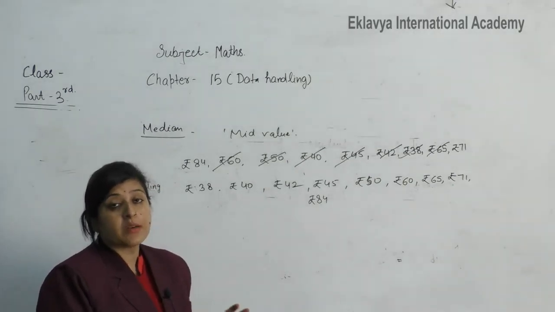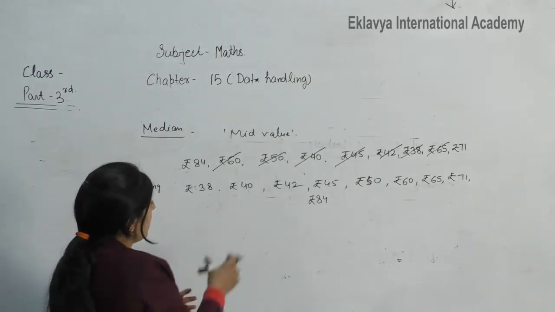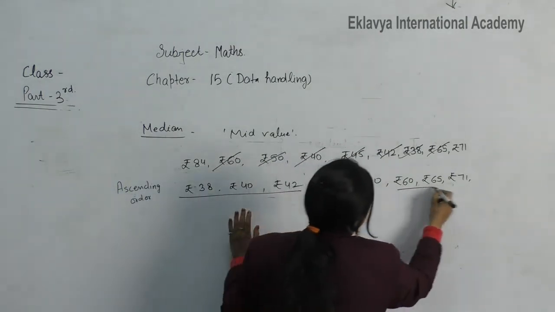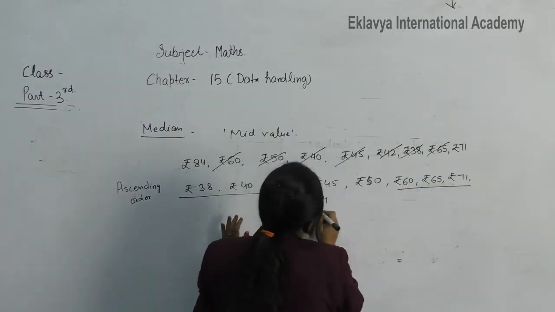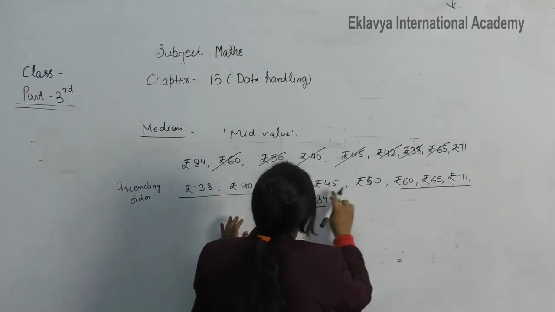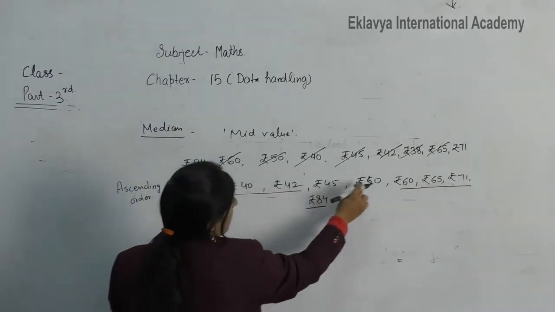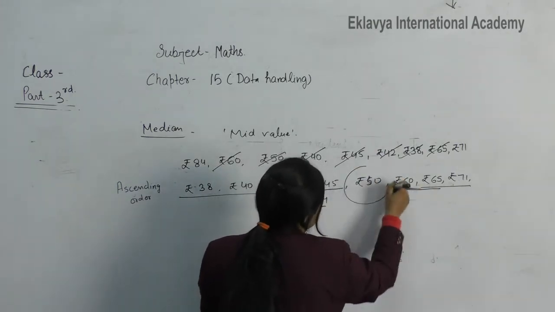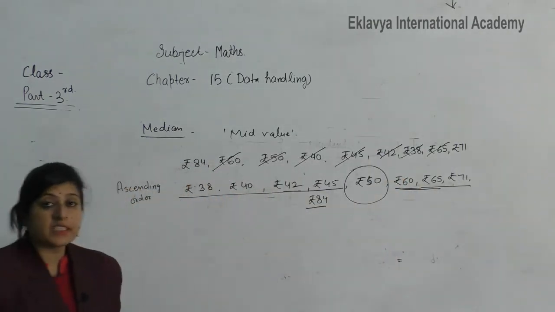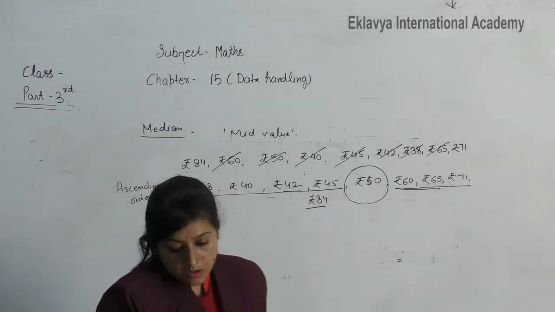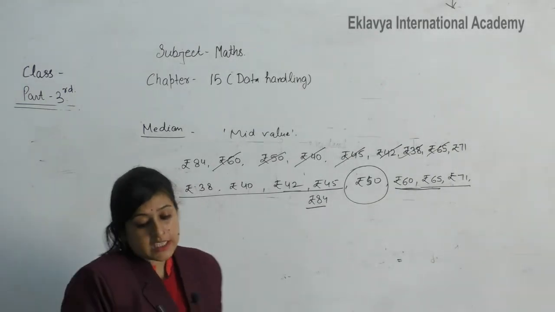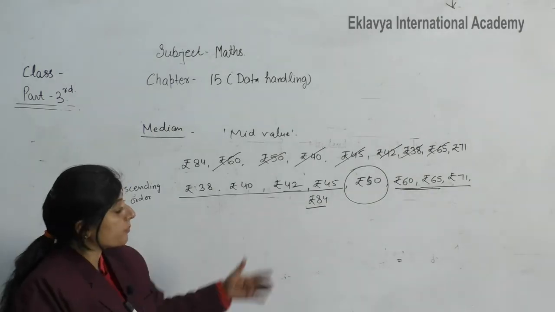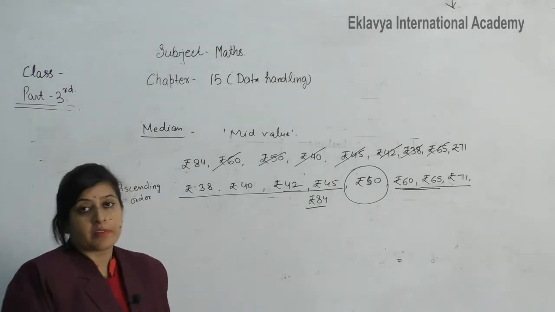Now see the middlemost number. If we leave these 3, then here 1, 2, 3, remaining 1, 2, 3 again. It means we take 4 here, 4 here, then this one is the middle. It means the median weekly salary of workers is equal to ₹50.